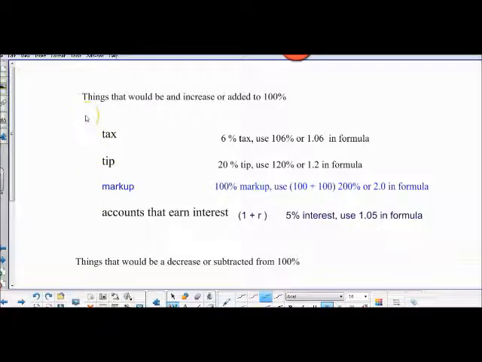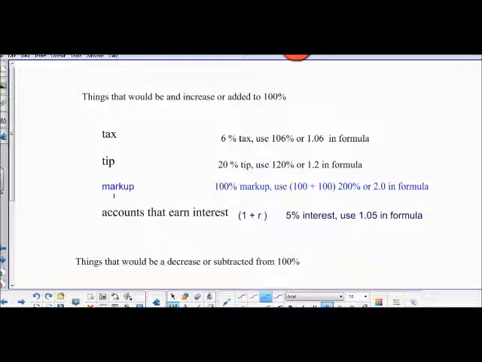All right, so in summing up, things that would be an increase or added to 100%, something like tax, that's added onto. So if I use 6% tax, it's 6% on top of the 100% of the purchase price. So you could use 106% or 1.06 as the percent in your formula. A tip is an increase. It's something that's added onto the amount. So a 20% tip, I would want to find 120% of the price, or I would use 1.2 in my formula.